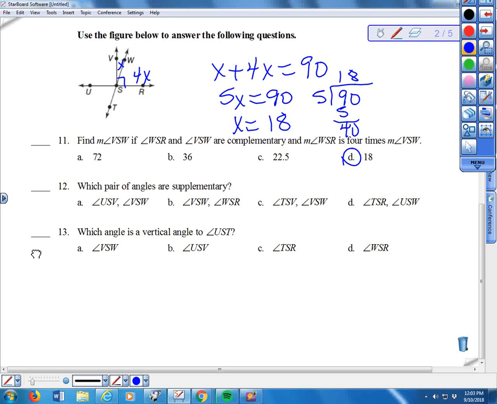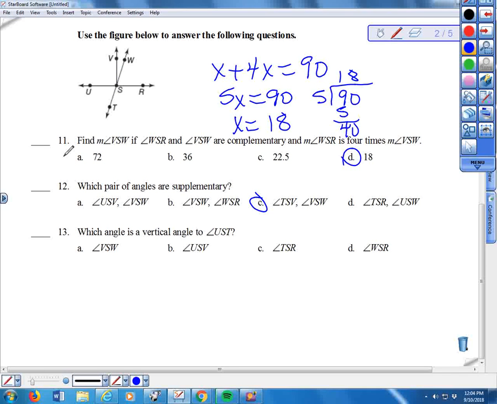Okay. Which pair of angles, so forget all of this and let's concentrate on a new question. Which pair of angles are supplementary? Supplementary means they add up to 180. So USV here and VSW here. VSW, WSR, those are complementary, not supplementary. TSV, so this whole thing, and VSW. Yes, there's a line. Okay, so it's this one.